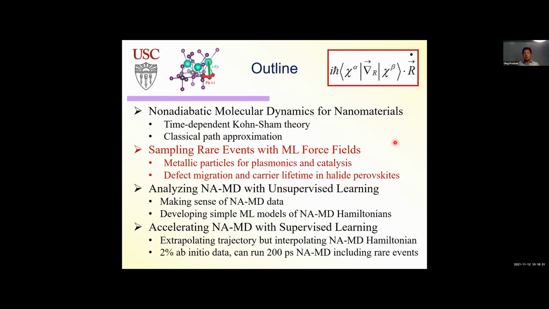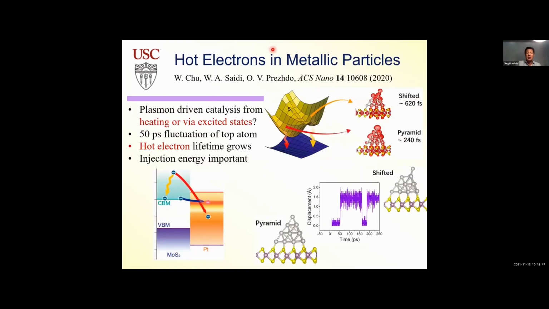Let me now explain how we started to use machine learning in our simulations. In the first little examples, I'll show you how we can sample rare events that make a difference for important materials applications. In the first case, we collaborated with Wissam Saidi, who develops machine learning force fields. He developed a force field for a metallic particle on the surface of a 2D material. And this is a very important type of system because of plasmonic applications and also catalysis.